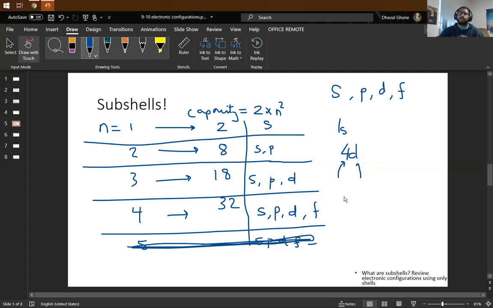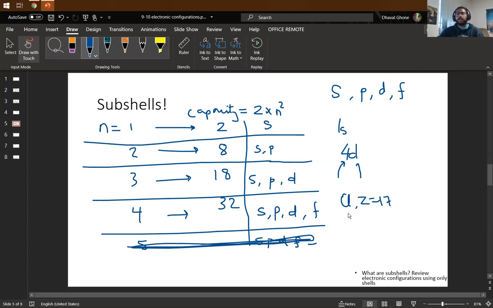Can we write the electronic configuration for chlorine? Chlorine has Z equals 17. Can you write down the electronic configuration? Don't worry about the subshells, only use the shells, like 2, 8, whatever. So go ahead and pause the video at this point. Think about the electronic configuration for chlorine, Z equals 17, in terms of shells only.